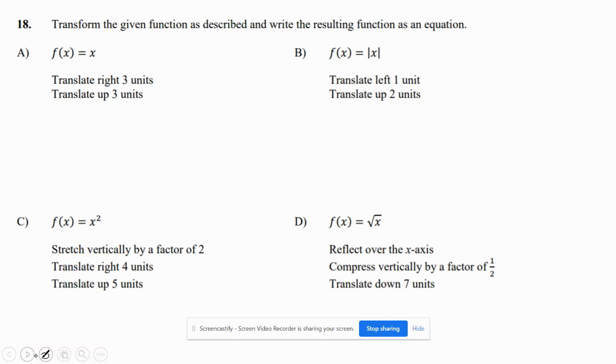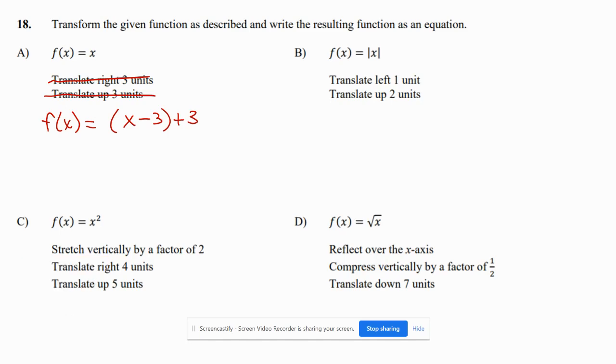All right, last one in the study guide. It says transform the given function as described and write the resulting function as an equation. Okay, so A is a linear function. We want to translate it to the right. So we're going to have f of x in parentheses, x. We want it to go to the right, so that'll be a minus 3. And then we want it to go up 3 units, so we're going to add a positive 3 for k. And that's what the equation would look like.